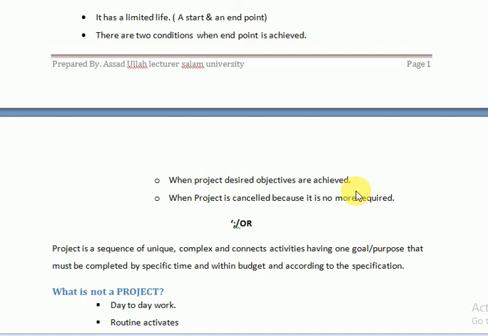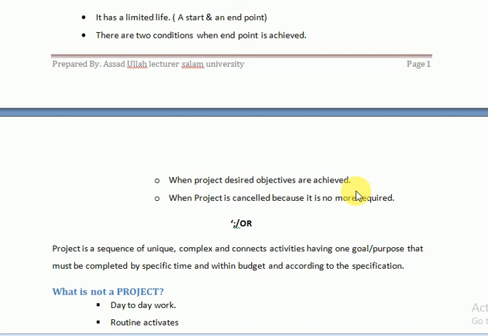The next problem facing the students is that they amalgamate the project with operations. They can't distinguish between projects and operations. The main difference in this scenario is that operations are ongoing and repetitive activities. These are repetitive tasks conducted by the staff.